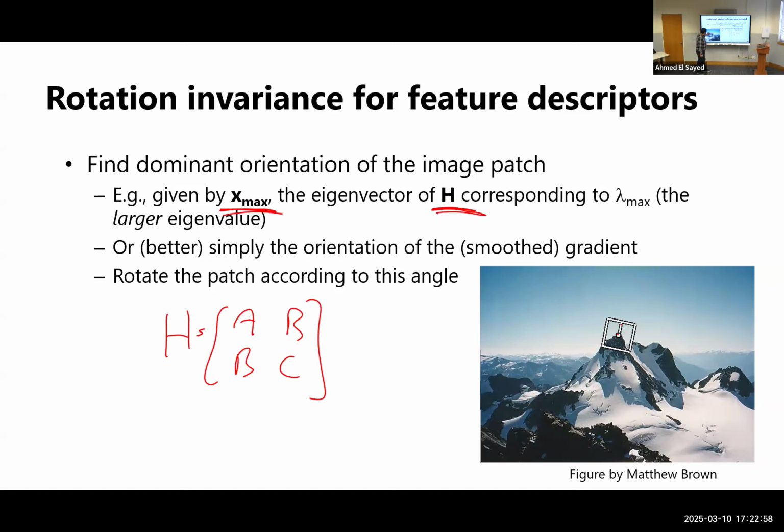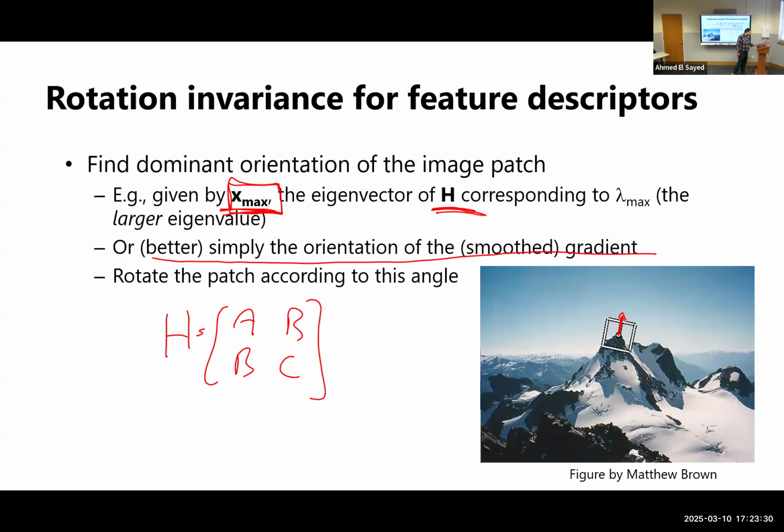So I will find the direction of the corner from the eigenvector associated with the maximum eigenvalue. Okay? Some people say, no, I will find the orientation of the smooth gradient. I will take the gradient around this point and find the orientation of the smooth gradient. Both of them will give you almost the same result.